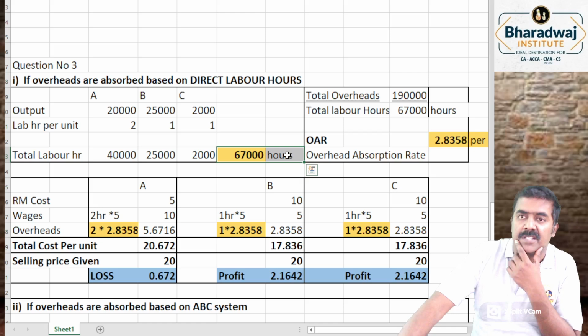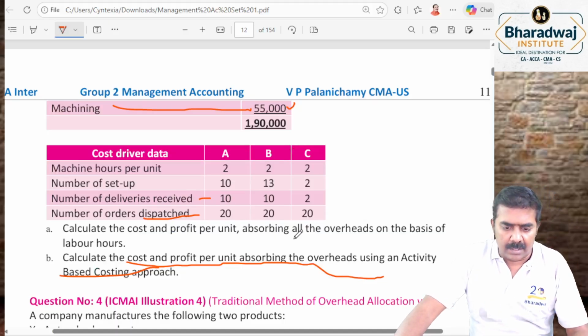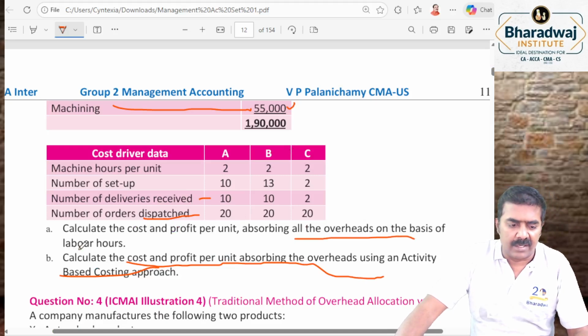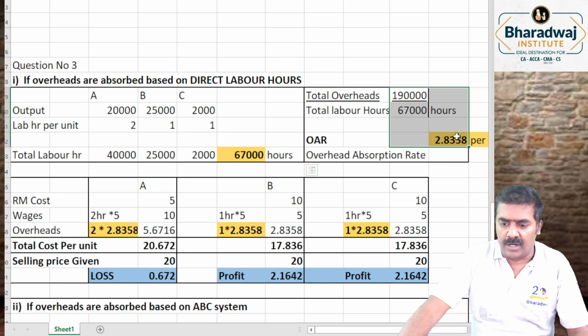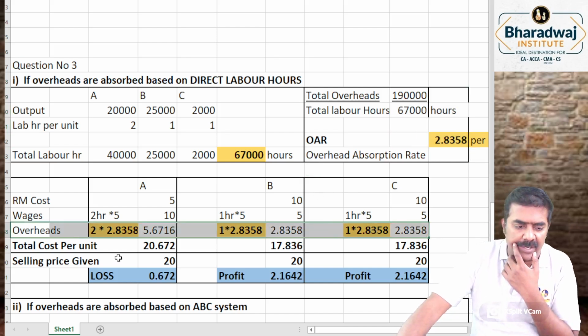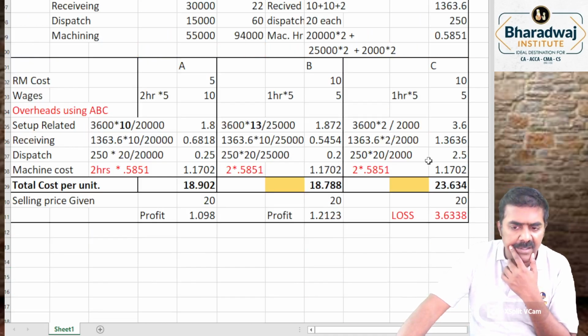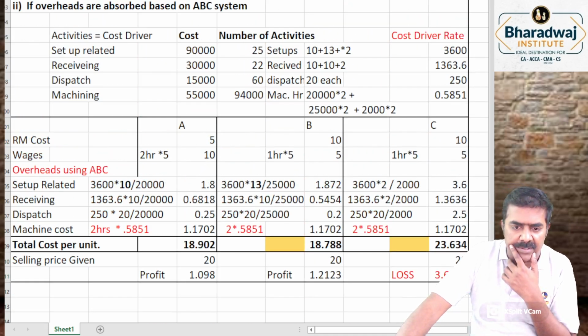Why are you dividing by 67,000 hours? It is instructed to us. Absorbing all the overheads on the basis of what? Labor hours. We got 2.8358. Using that, we absorbed overheads and got the cost. We compare the selling price and find out which one? The profit or loss.